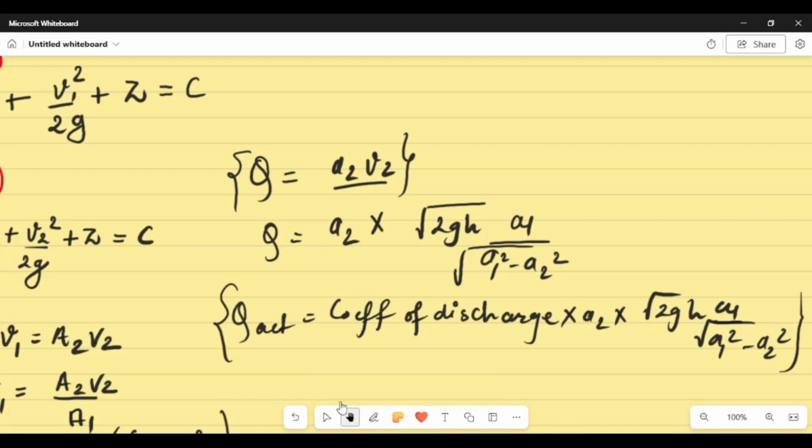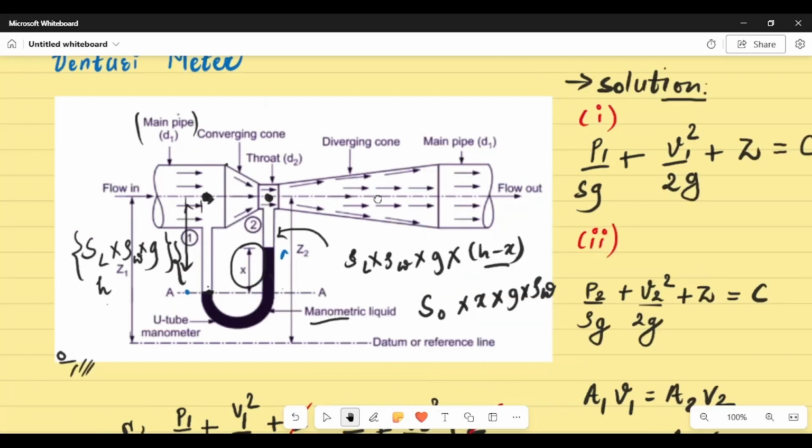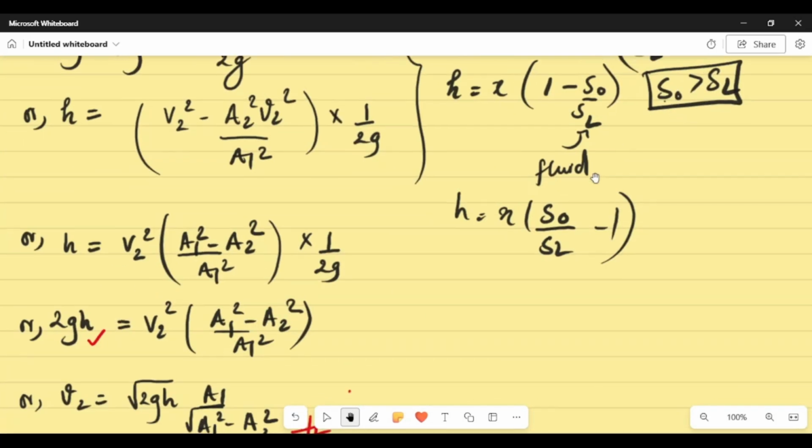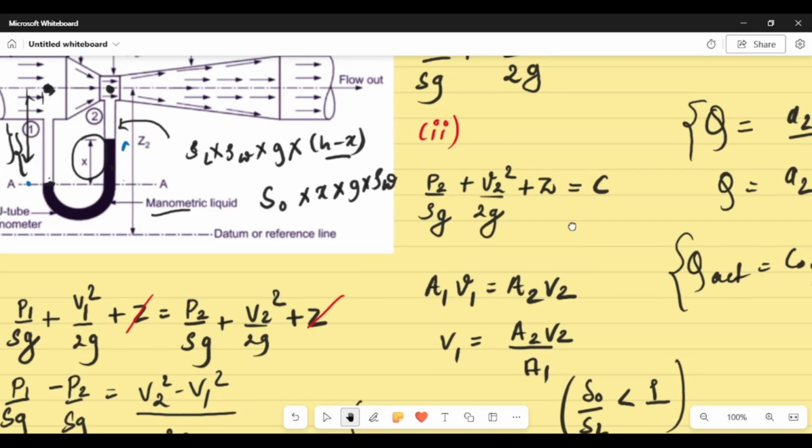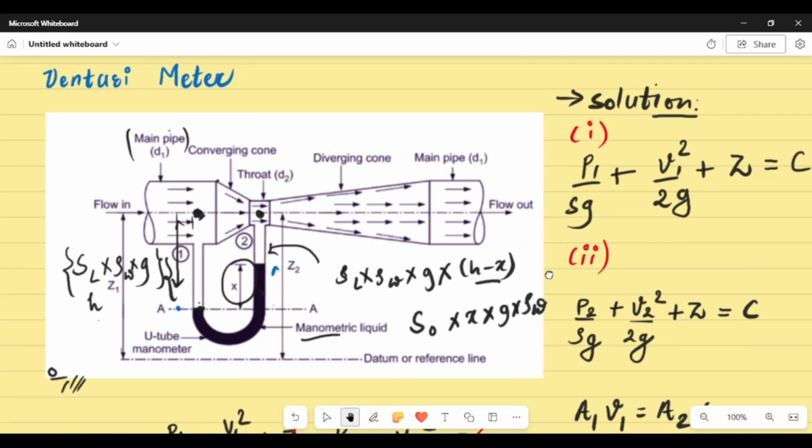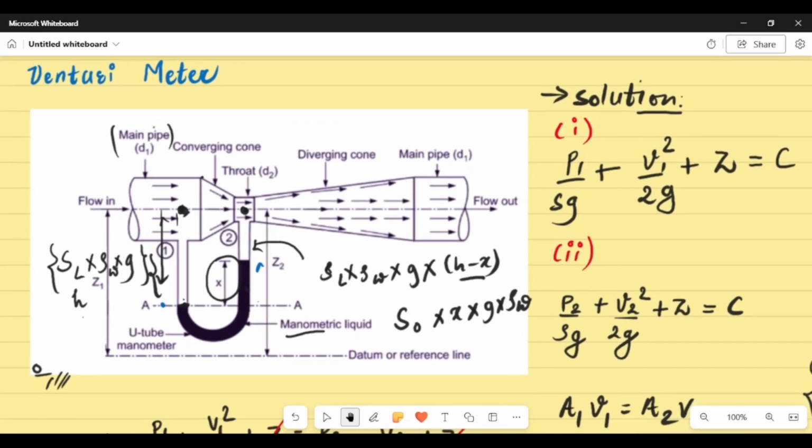Now, I hope we covered everything that we should learn in Venturi meter, and after we learn this, we can do all the numericals associated with Venturi meter. And this is the application of Bernoulli's theorem that we had just learned previously.